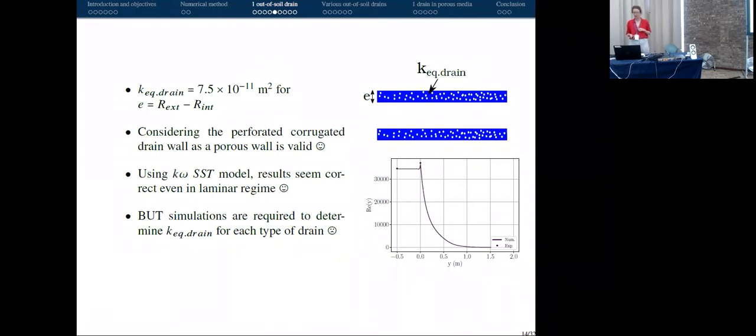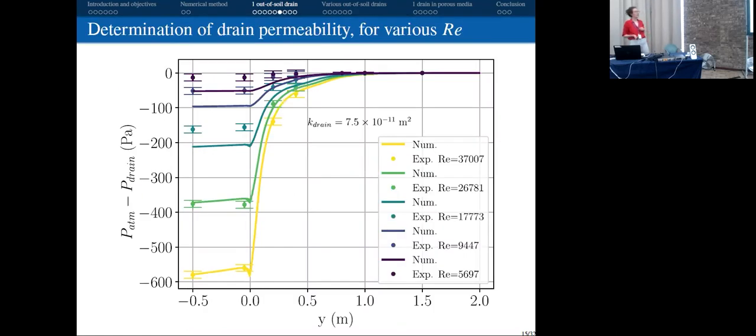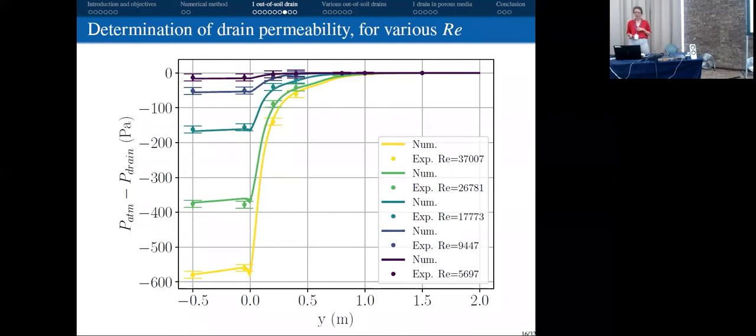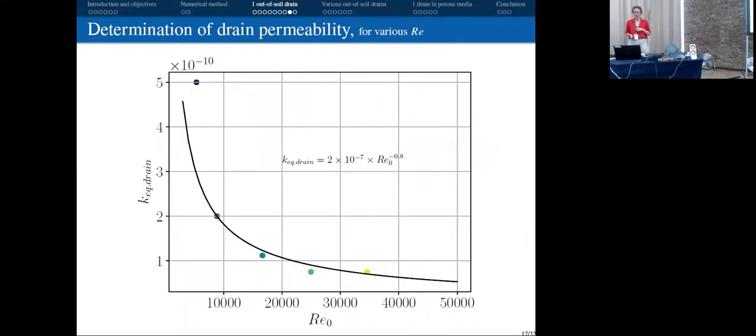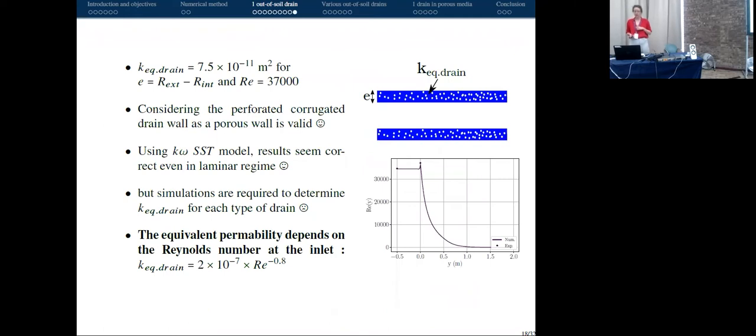We need to do a simulation and compare with experiment for each type of drain to determine the equivalent permeability. Now if we vary the flow rate at the inlet, and if we keep the same equivalent permeability for each flow rate at the inlet, we see here that at low flow rate at the inlet, the numerical result doesn't fit anymore with experimental results. So we need to adjust the equivalent permeability for each flow rate at the inlet. So here we determine the equivalent permeability as a function of the Reynolds number. So the equivalent permeability depends on the Reynolds number at the inlet.